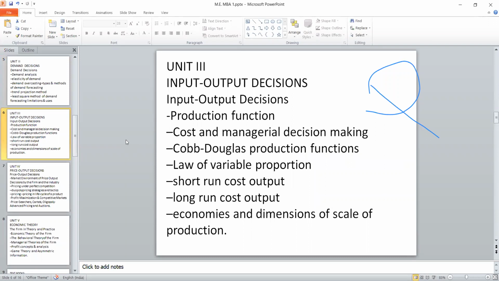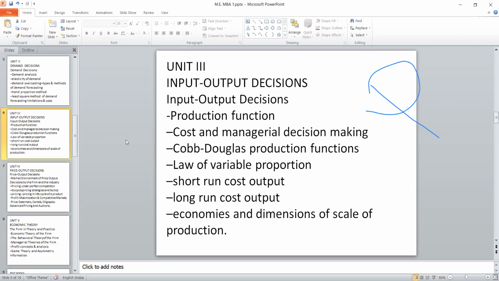Coming to the third unit, here we are taking decisions related to input and output. Input is a raw material, output is a finished product. How is it input? It is nothing but production. How do we construct the production function, and what are all the factors of production? How are cost and production helpful for managerial decision making? For that, we are studying one production function, the Cobb-Douglas production function. Then two theories: the law of variable proportion and the law of returns to scale.